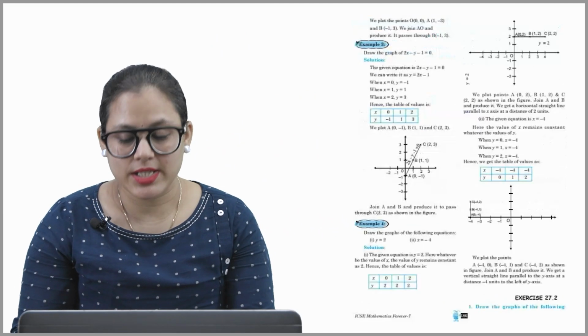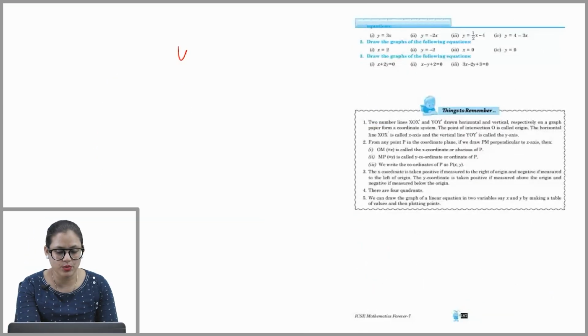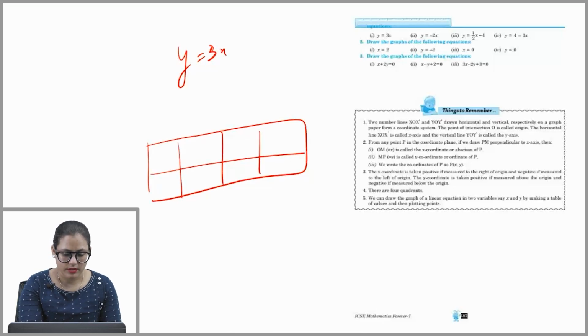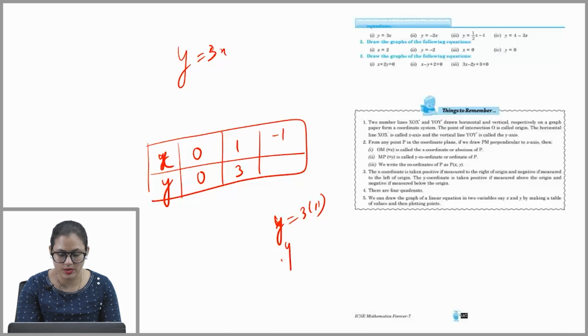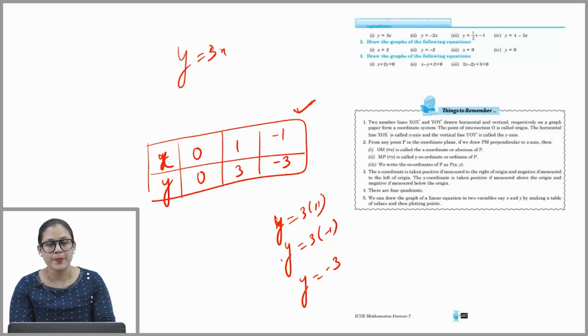Let's do exercise 27.2. Draw the graphs of the following: y equals 3x. First, you will make a table, x and y. If x is 0, y is also 0. If x is 1, then y equals what? 3 into 1 is 3. If x is minus 1, then y equals 3 into minus 1, that is y equals minus 3. So these are the points. Now you will draw the graph.